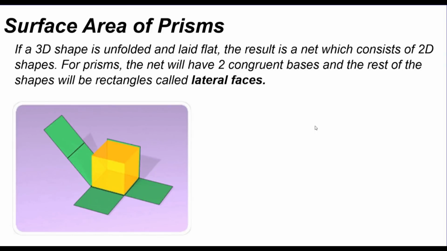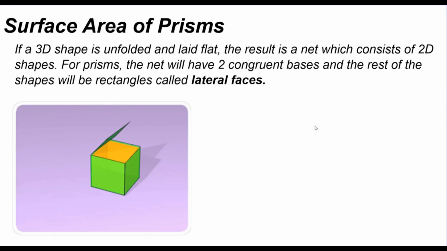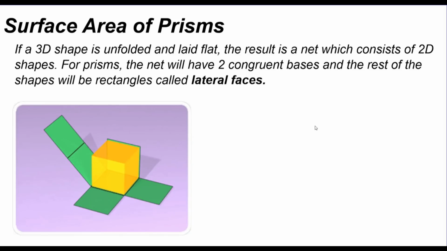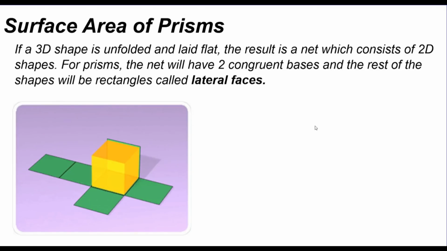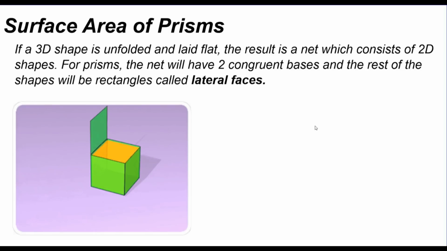And for prisms, the net will have two congruent bases. The top and the bottom will be identical, and the rest of the shapes will be rectangles, and we call those lateral faces. So again, we're just imagining taking our shapes and unfolding them flat. So in the animation here, we're looking for the total area of all of the green parts here. All of that green two-dimensional space is what we're looking for.